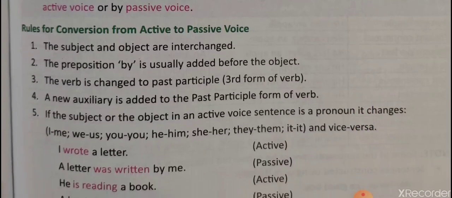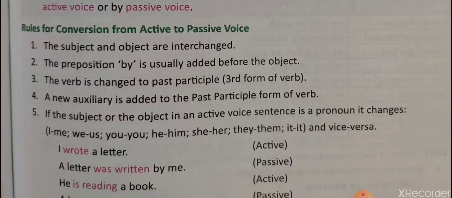Now, rules of converting from active to passive. The subject and the object are interchangeable. Of course, if they are not interchanged, the sentence will not be converted. Okay. The preposition "by" is usually added before the subject. Whenever we are changing an active sentence into a passive one, we have to use "by". In most of the sentences we use "by", because the subject becomes the object. So if we are changing a subject into the object, we have to use "by", because then only sense will come to the sentence.